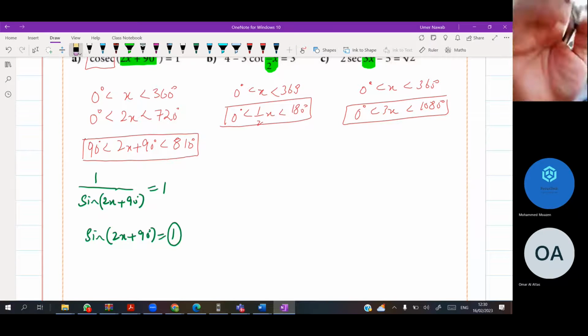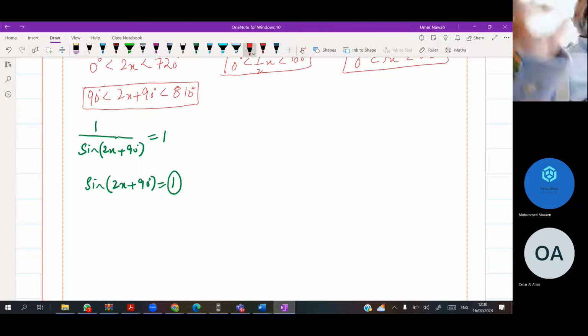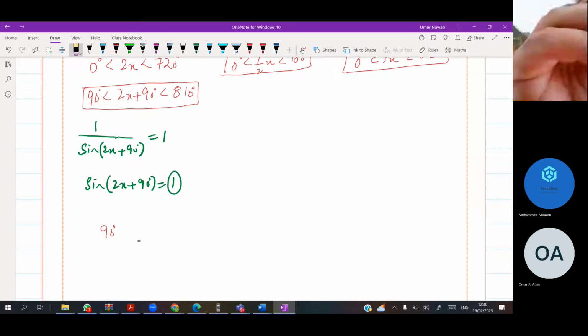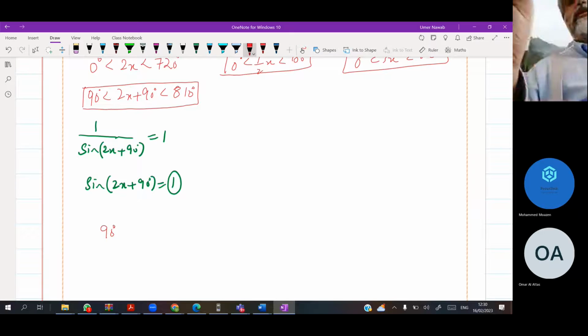Once you get your answers, 90 and 270, you remember you will write them, and you have to go back 360 degrees and go up 360 degree steps to find more and more answers which come within the given domain. So what are my answers? 90 and 270, just 90. Within one rotation, there is only one answer.